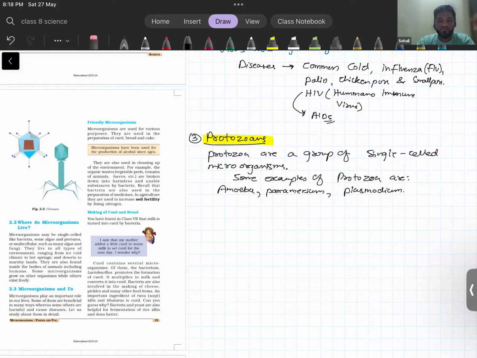you see malaria, which is spread by mosquito, is also caused by a protozoa. Out of these three, which one is the protozoa which causes malaria? That is actually plasmodium, the third one. So plasmodium is a protozoa that is responsible for causing malaria. Remember this. Now that's all about protozoa.